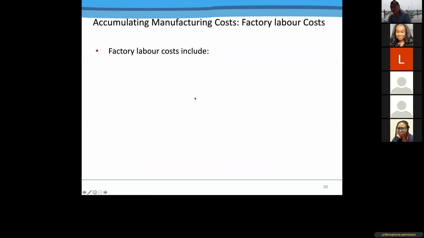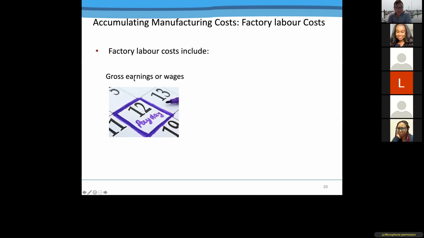So can anyone tell me what the labor cost would include? Direct labor. Yeah, direct labor. And indirect labor, yes, this is all good. And payroll taxes. Let's say direct labor, like assembly line workers. So what will the cost be? I will give you one example. That will be the wage, the gross earnings.